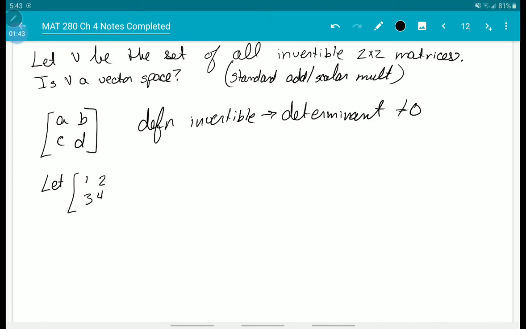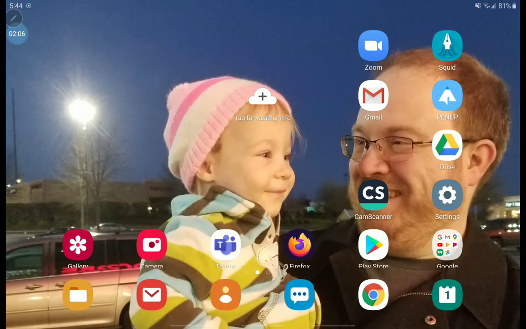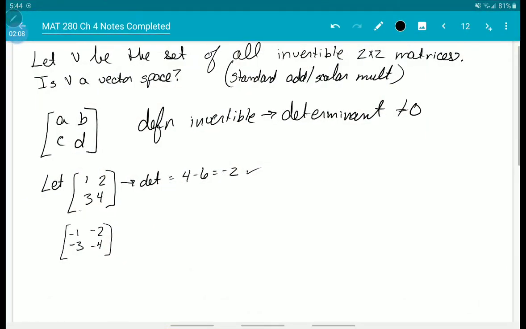Well, 1, 2, 3, 4 live in this space, right? So if we were to look at the determinant here, the determinant of this matrix would be 4 minus 6, which is negative 2. So this is an invertible matrix. Now let's look at this one. Okay, now that would be the additive inverse of this matrix, right? Because if I were to add those together, I would get the 0 matrix.